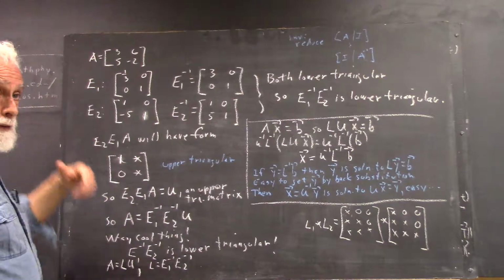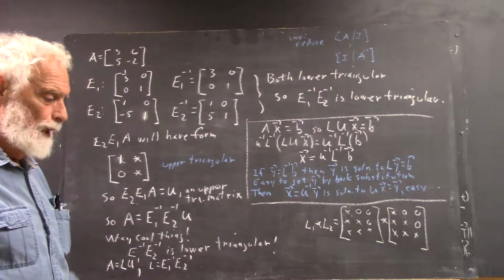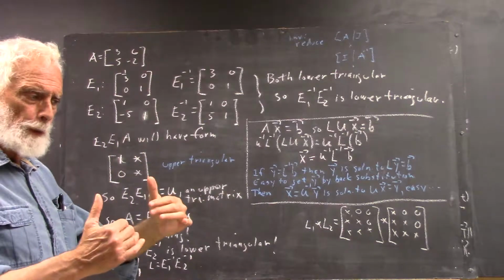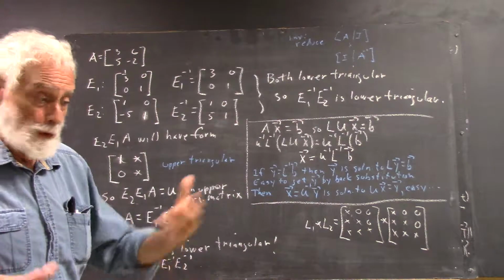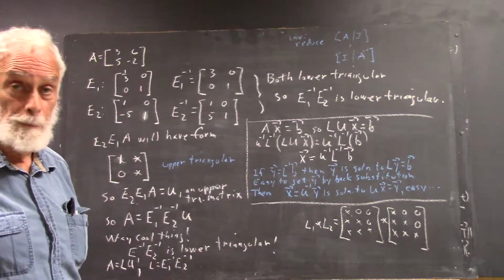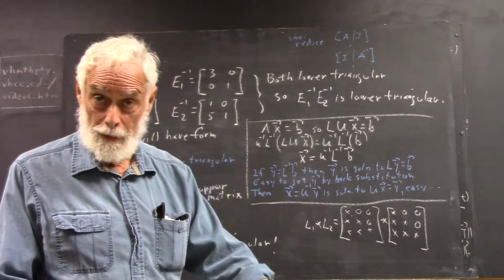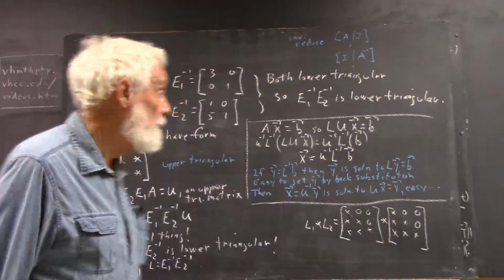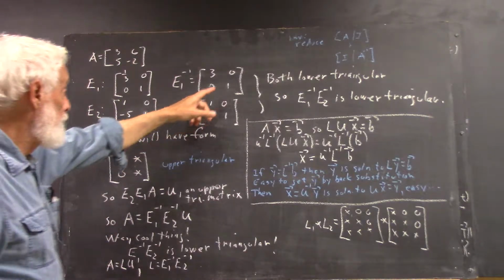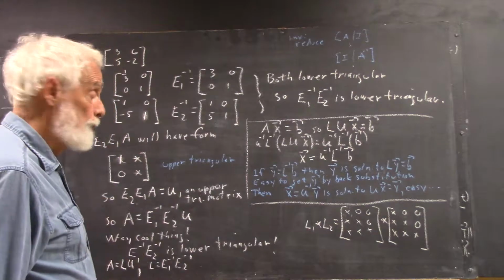E1 is the matrix that multiplies the first row by 1/3. Now, if you multiply the first row of a matrix by 1/3, what do you have to do to undo that? Well, you multiply the first row by 3. If I take any matrix, multiply the first row by 1/3, and then take the matrix I get and multiply the first row by 3, I'm back where I started. Well, we do that to the identity matrix. Multiply the first row of the identity matrix by 3, and here we have it.